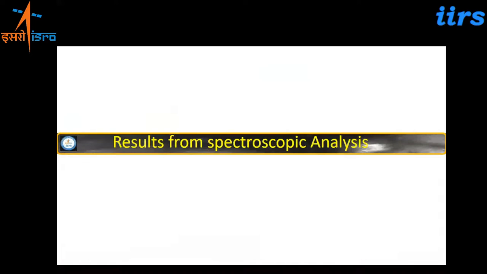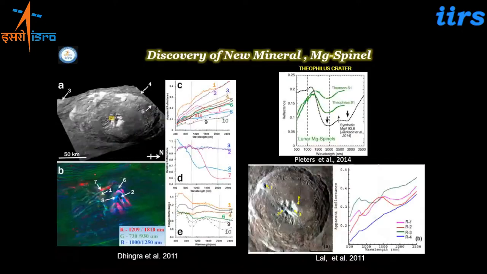Now I will be discussing the various results that we have found after the analysis of data from recent hyperspectral sensors, mainly from our own missions Chandrayaan-1 and Chandrayaan-2, and I will also be discussing the water mineralogy present on the Moon as well as Mars. Now coming to the important minerals.